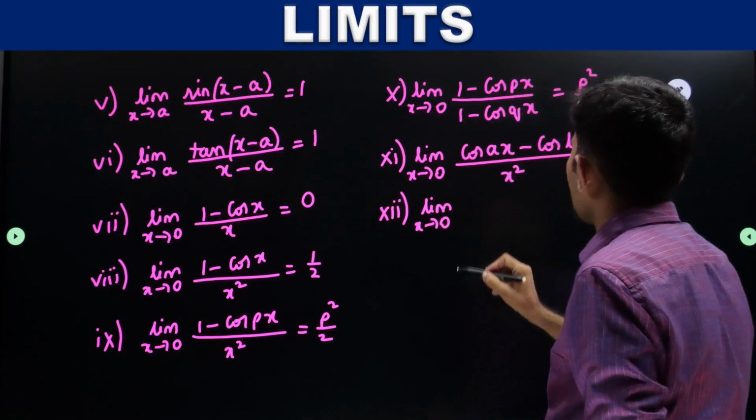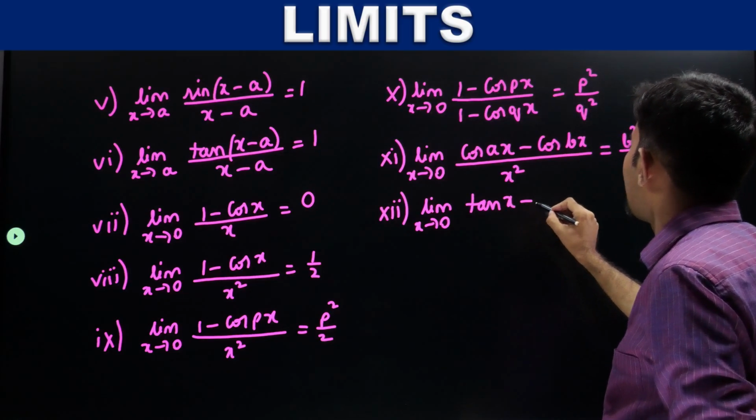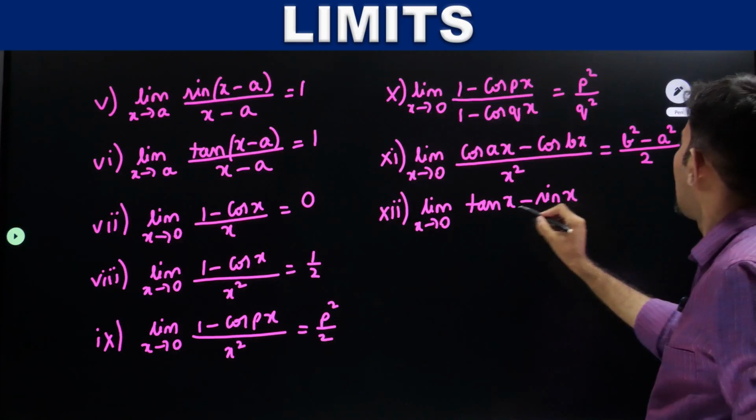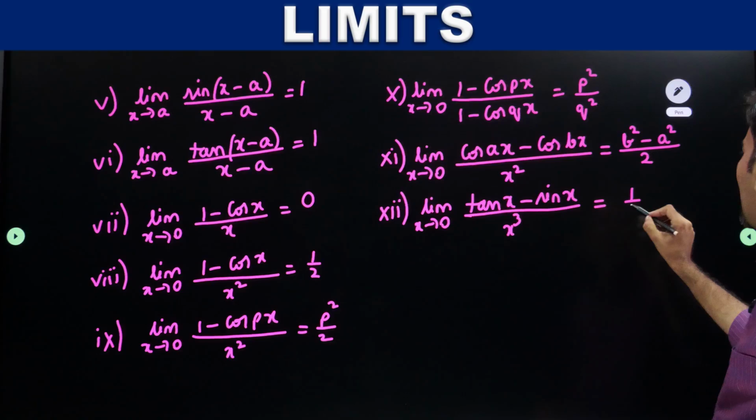Limit x tends to 0 of (tan x minus sin x) divided by x cube is equal to half. Tan x minus sin x by x cube is equal to 1 by 2.